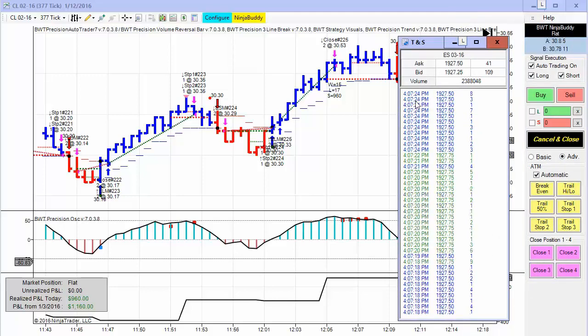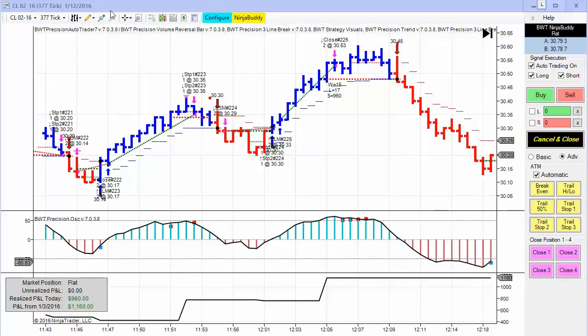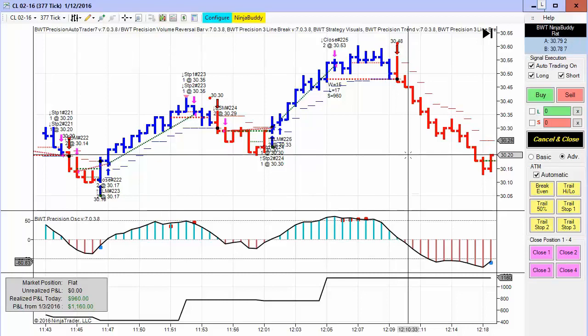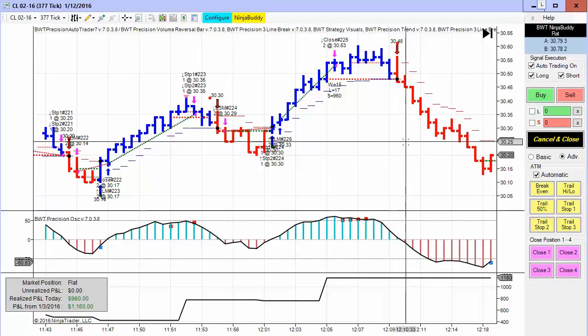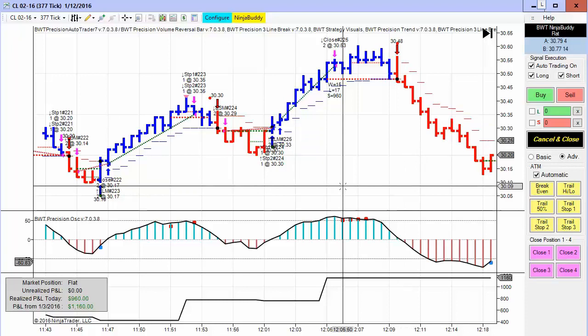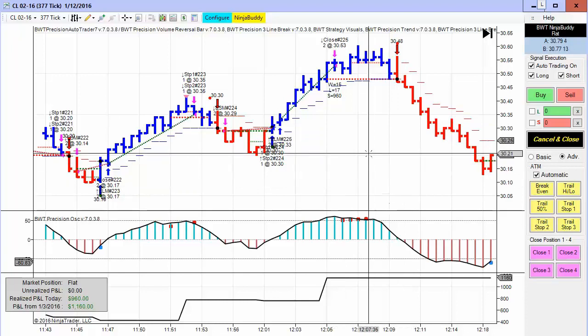You can see it's 4:07, the E-mini S&P trading at 1927.50 or so, and the date is up here in the title bar, and it was quite a good day for the BWT Precision Auto Trader today.